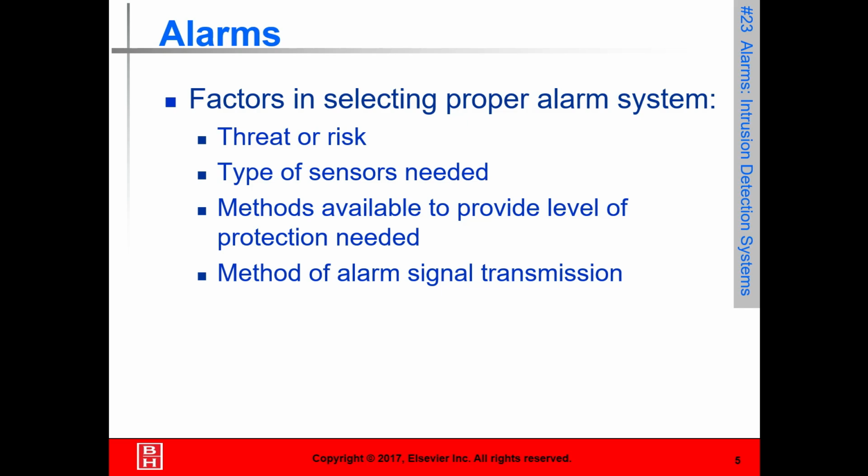In this section, we're going to look at the needs of each homeowner or business. Every home, every house, is unique, so we need to look at the threat or risk. What is the system? What are we protecting against? The type of sensors needed. What will be protected? What methods are available to provide the level of protection? And the method of alarm that we're going to look at.